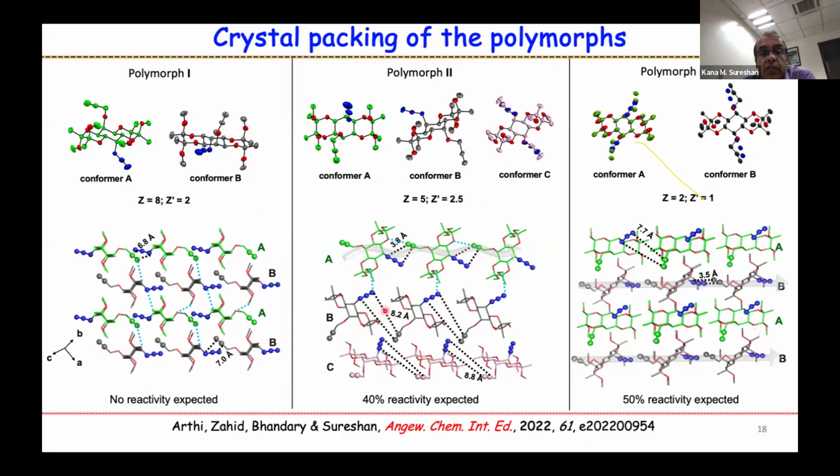And this is too far, actually 8.2. In this case, it is 8.8. So you expect about 40% reactivity here at a maximum. And here again, you have two different conformers A and B, of which one is self-sorted in a good, reactive distance of less than 4 angstrom. The other one is quite far, it's 7.7. So you expect 50% reactivity.